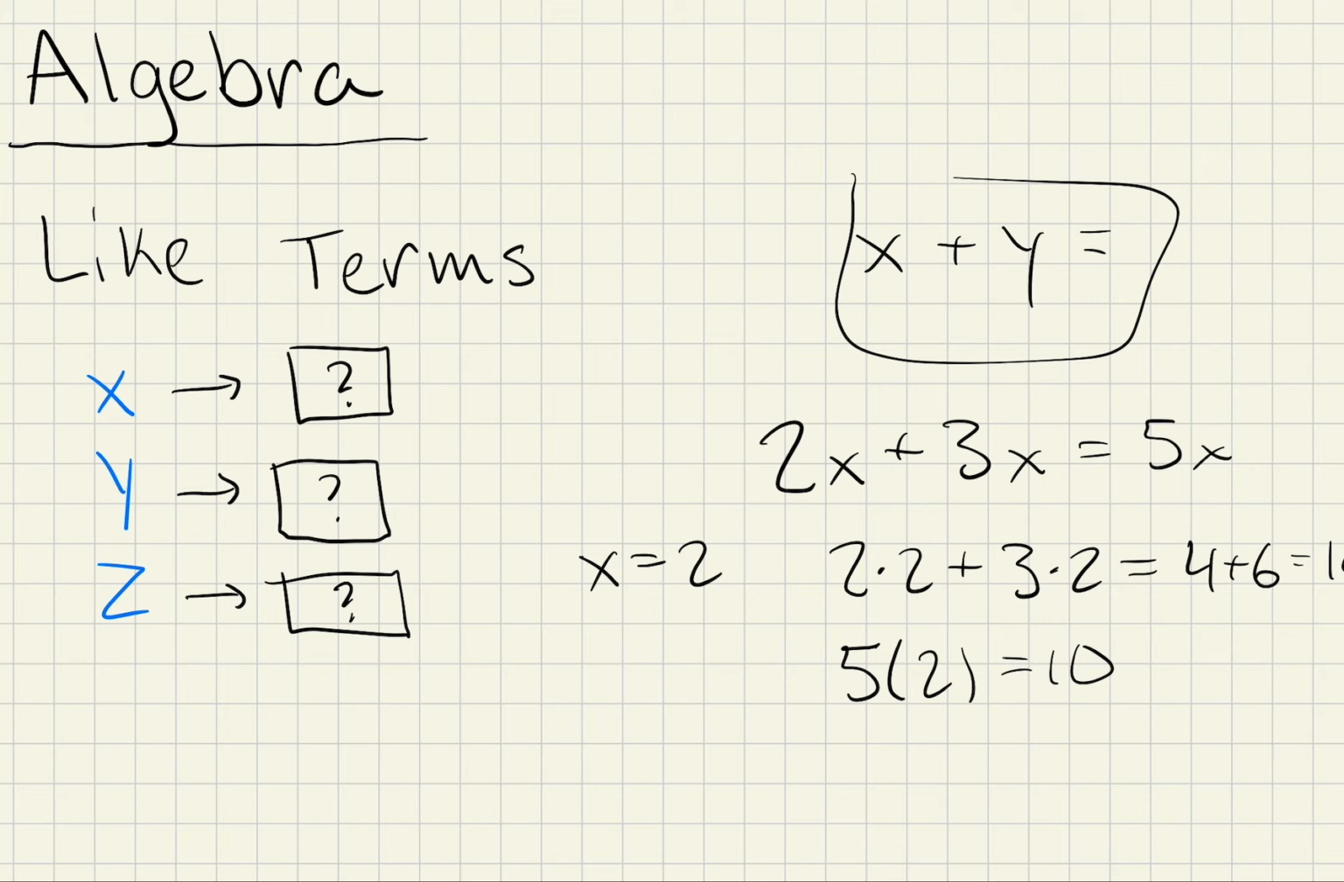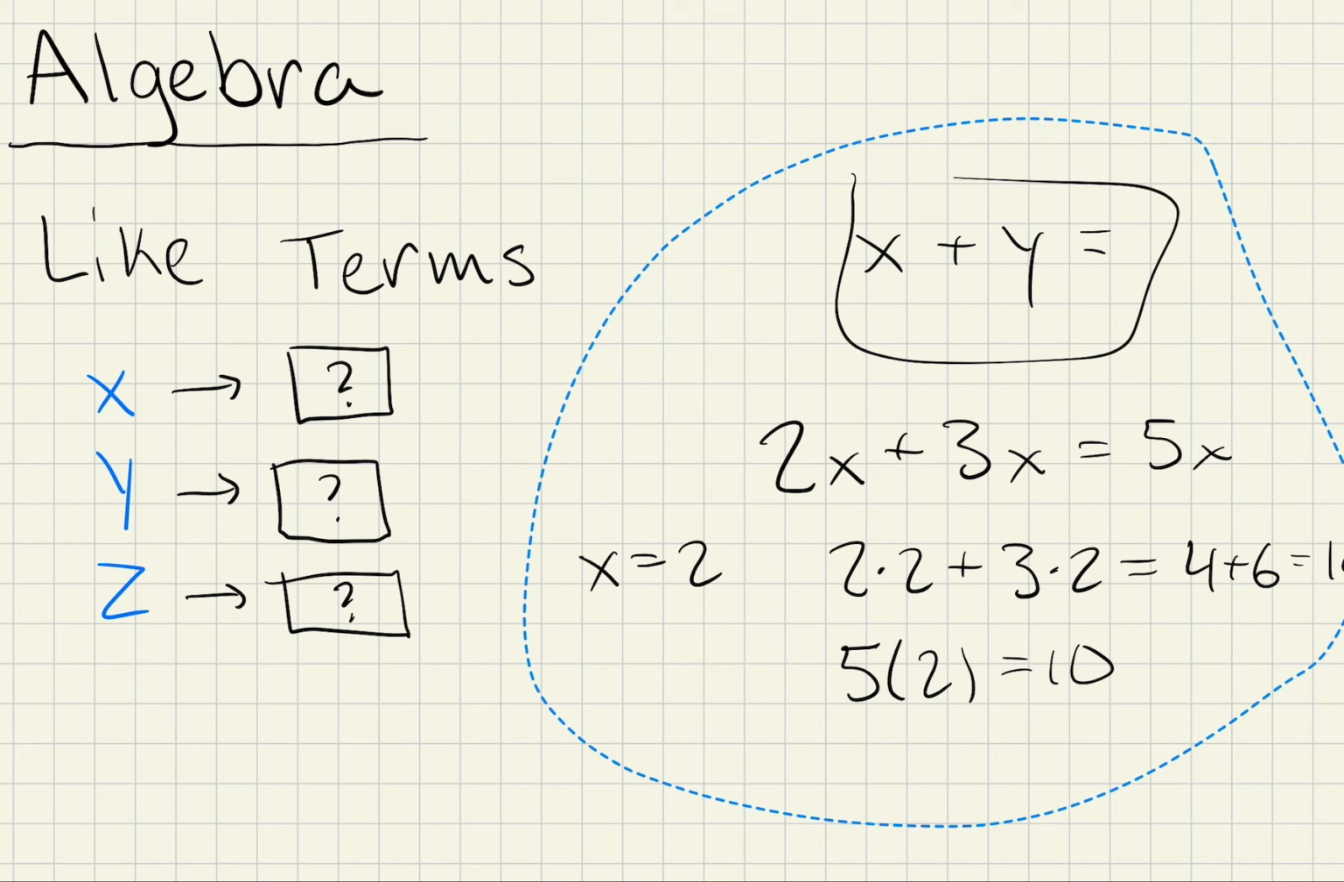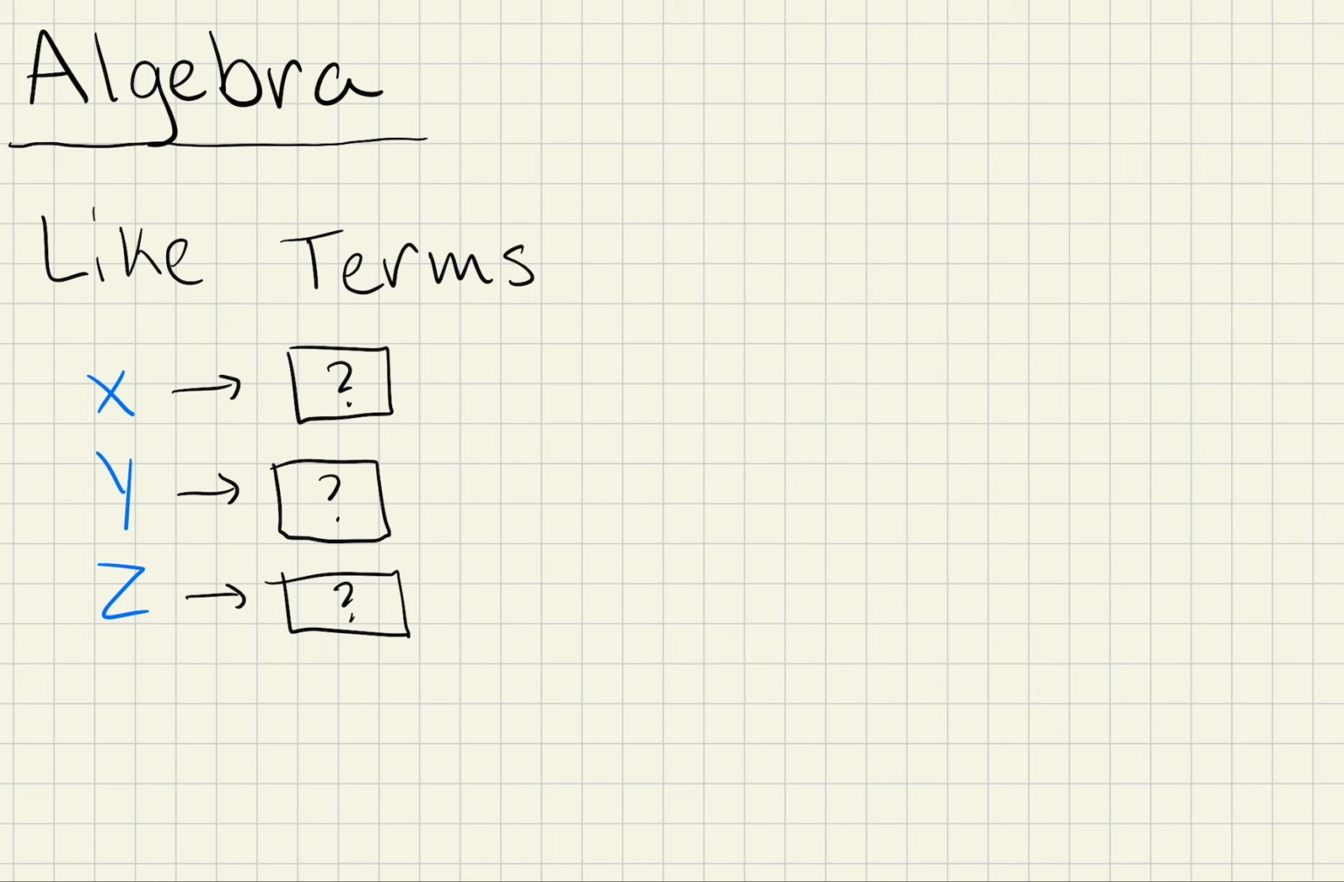So let's go ahead and look at another example now. I'm going to erase this example and we'll look at another one. So let's go ahead and take 3y minus 2x plus 4y plus 6x, and let's color code these now. So here we have our different unknowns, x and y, and we're going to combine like terms.